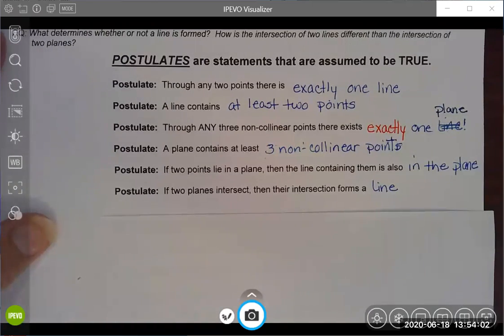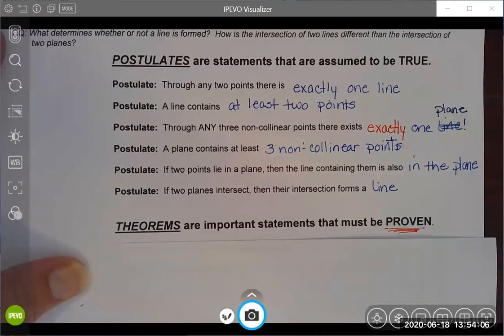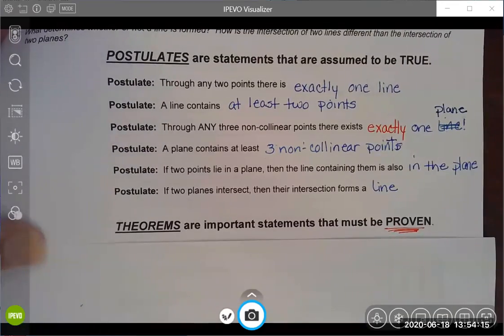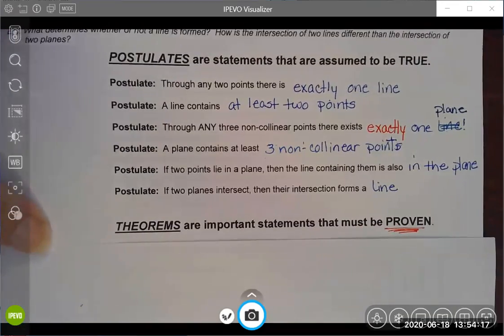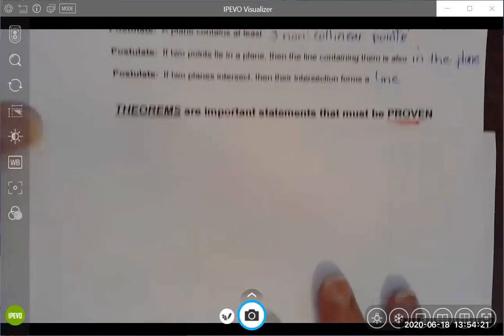There is another type of construct in geometry called a theorem. Theorems are things that we have to prove. We will prove some theorems in geometry. We do a lot of proofs. A lot of the theorems, however, that we use, we are going to take on faith that someone much smarter than myself has already proven them.